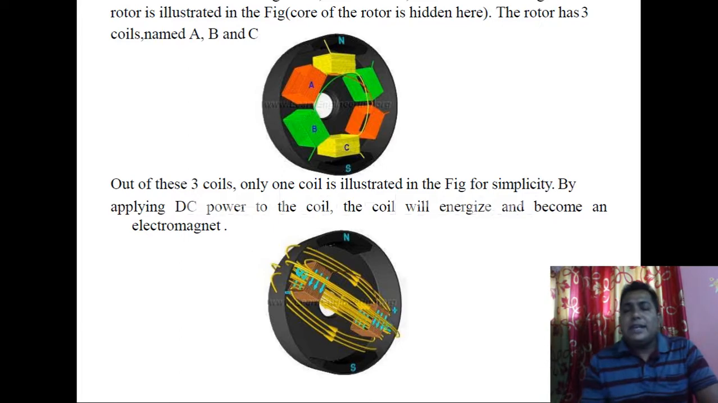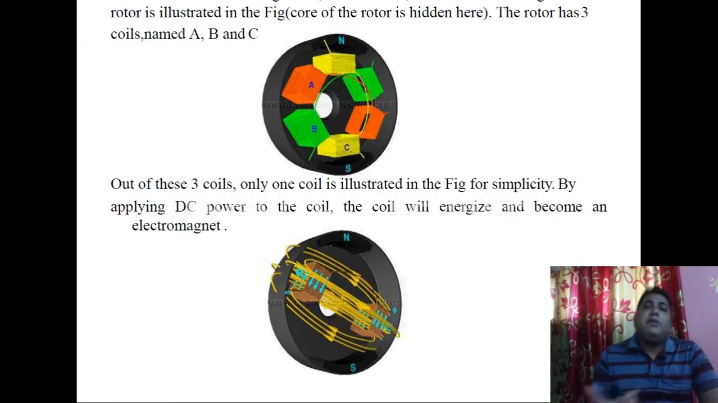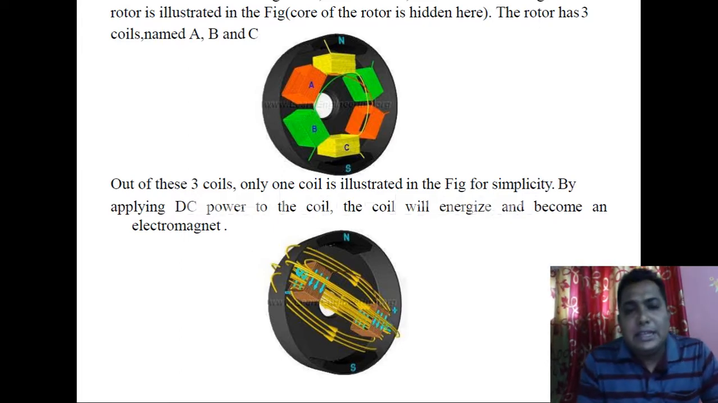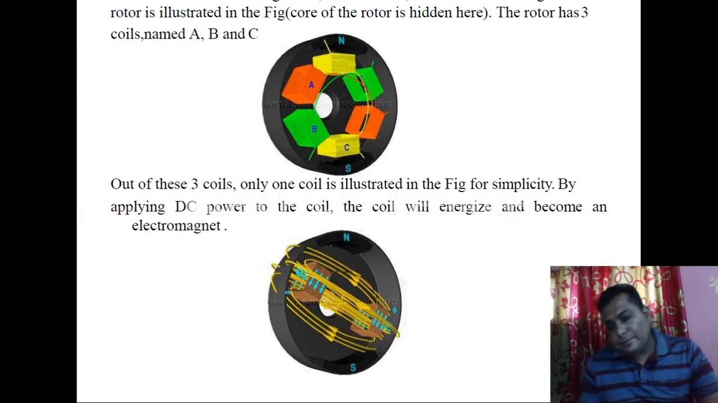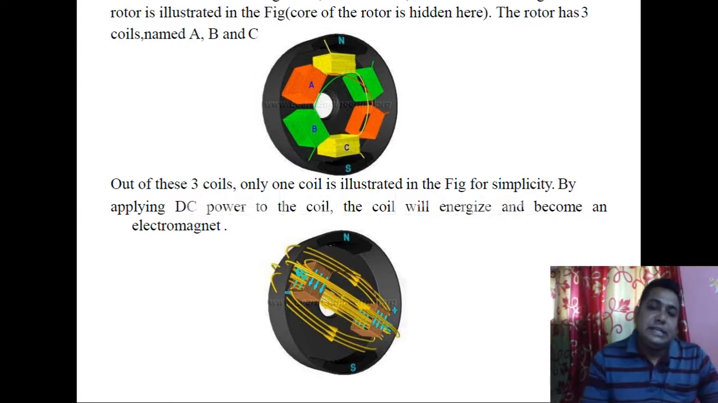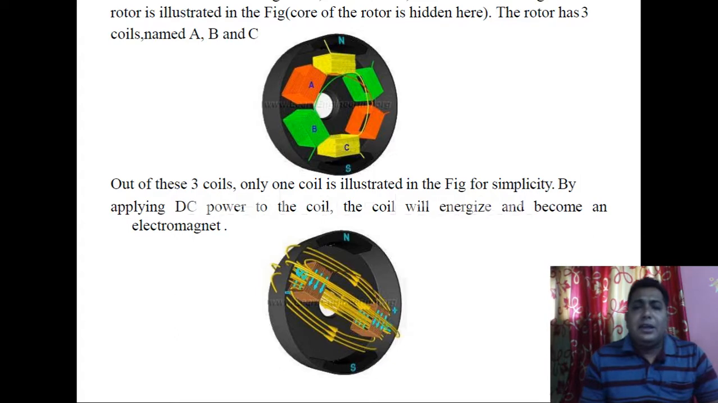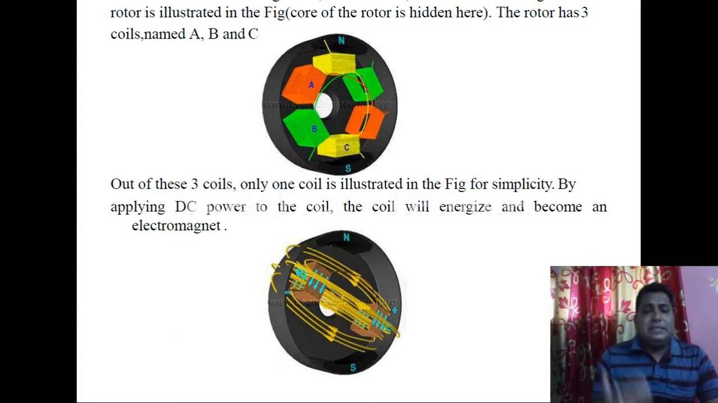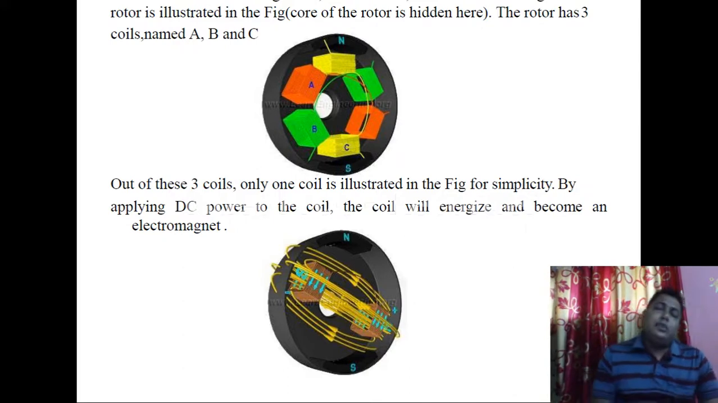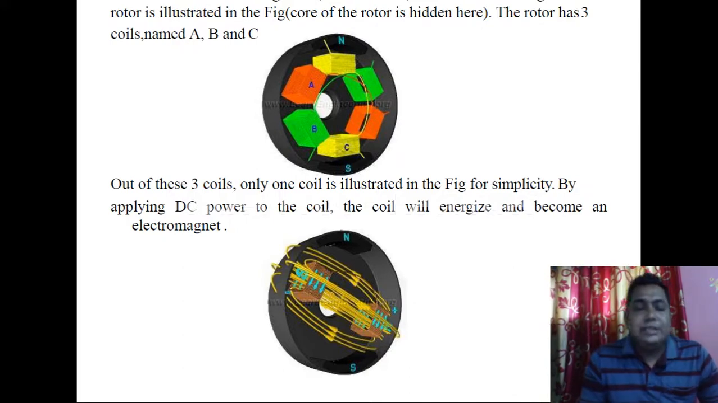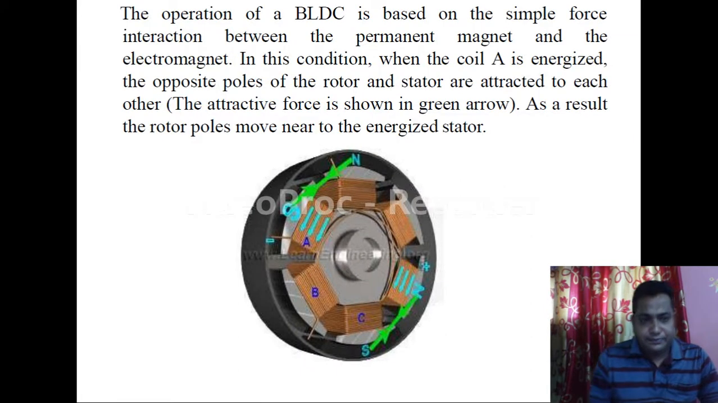As you can see, the stator has three coils named A, B, C. As we can see in the diagram, this is A, this is B, this is C. Out of these three coils, only one coil is explained in this particular presentation, and the same phenomenon is happening in the other two, step by step and sequentially. Now in this stator section we are giving DC power supply to energize the coils and make it an electromagnet.